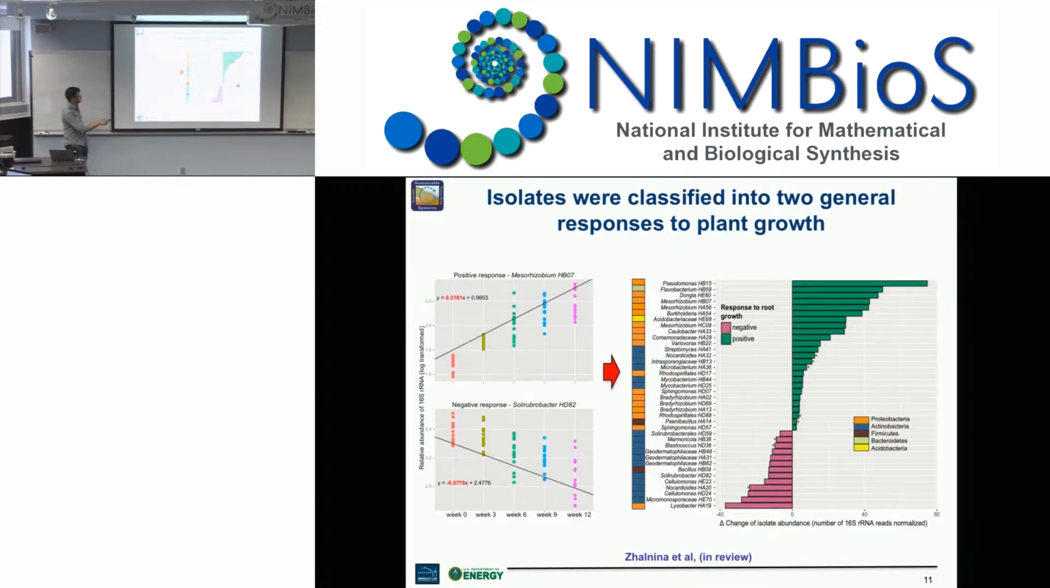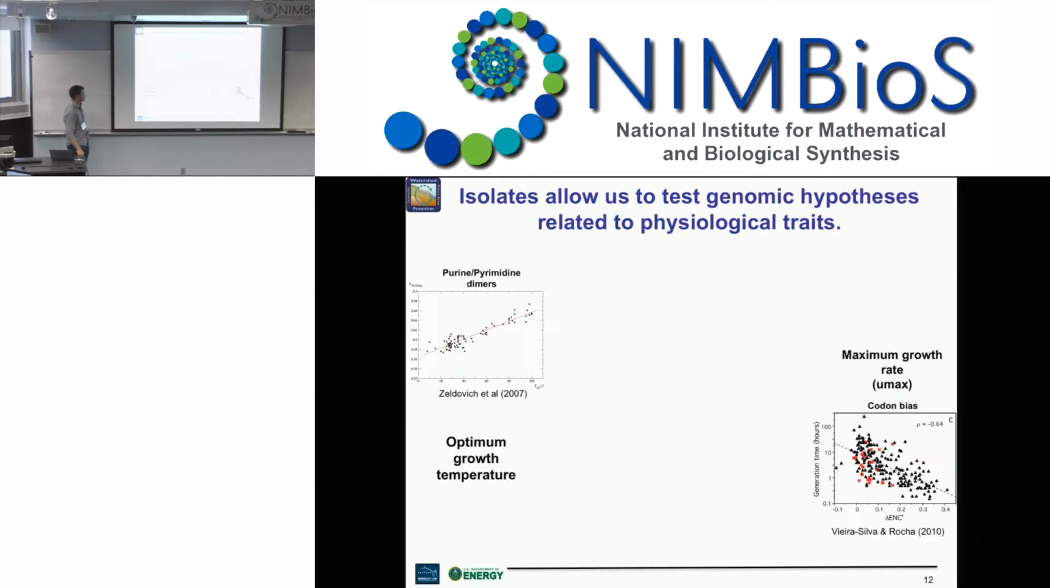These are colored here: green are bacteria that responded positively to the roots. These magenta ones are ones that responded negatively to the roots, and this is statistically across replicated experiments. One thing you'll see is there's a bit of a phylogenetic signal here, but that doesn't explain all of the variability, which is good. So these isolates allow us then to test genomic hypotheses that are related to physiological traits.